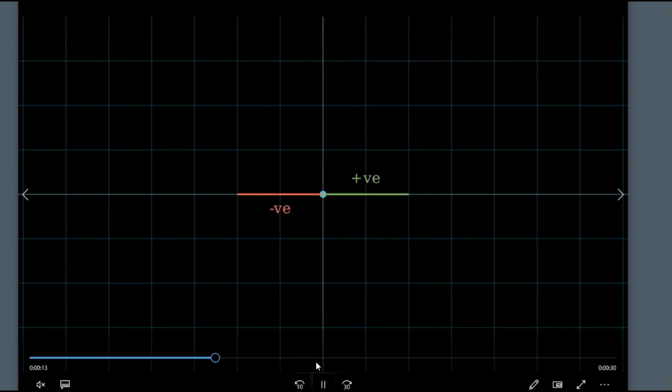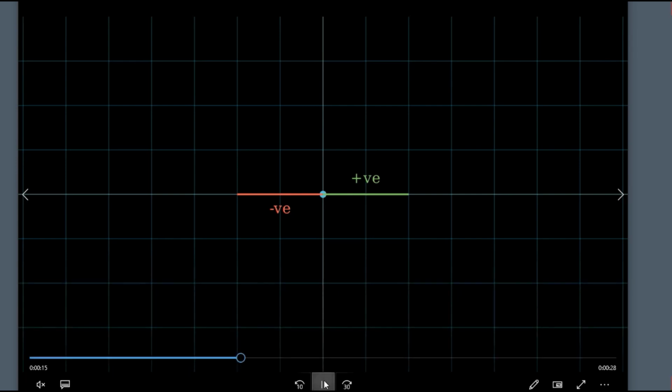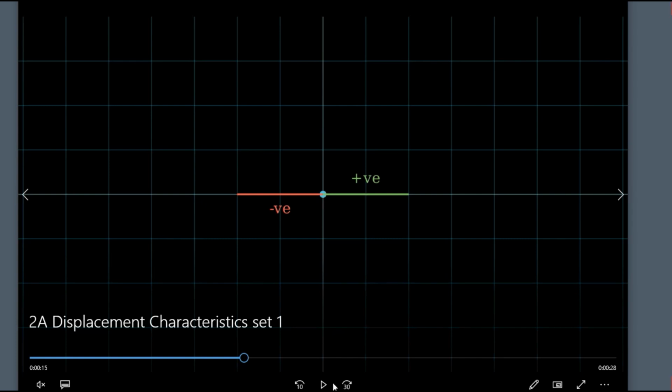I can consider that something to the right is positive, something to the left is negative. It's left to you guys how you want to describe it. Yes, you can describe left to be positive and right to be negative.